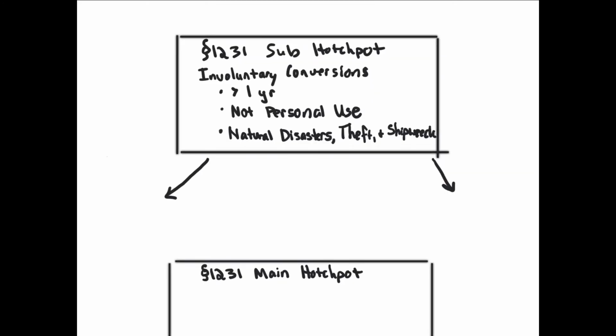Involuntary conversions, where the property has been held for more than a year, it's not personal use, so it's business or investment, and the involuntary conversion results from natural disasters, theft, and shipwreck. So you could have different events that occur during the year, right? You could have a blizzard in February and a tornado in August. And maybe it creates a gain in one time, right, from insurance proceeds, and a loss the other time. You're going to put that gain and loss in there.